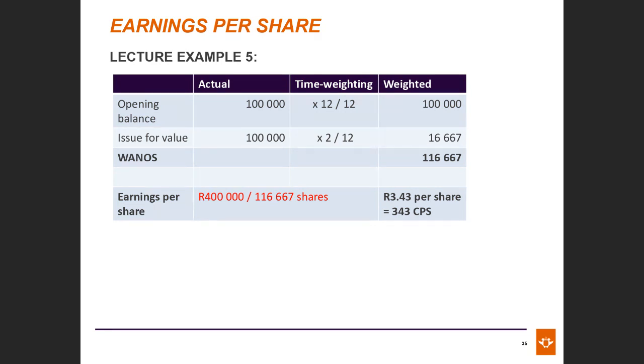So in this situation, our weighted average number of shares is the opening balance of 100,000 plus the new issue that is weighted of 16,667. This will give us 116,667 shares that we then need to use in our earnings per share calculation. So they told us our basic earnings per share is 400,000 Rand divided by our weighted average number of shares being 116,667, and this will give us 3 Rand and 43 cents per share.